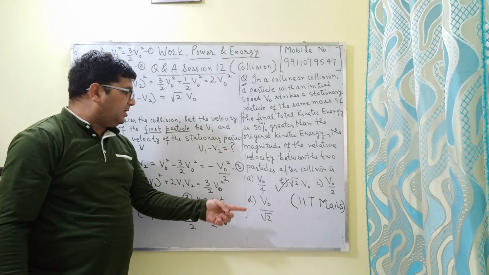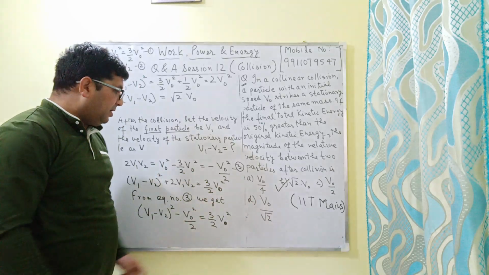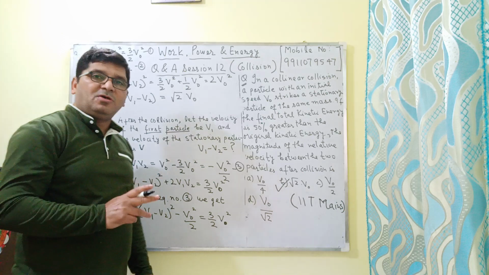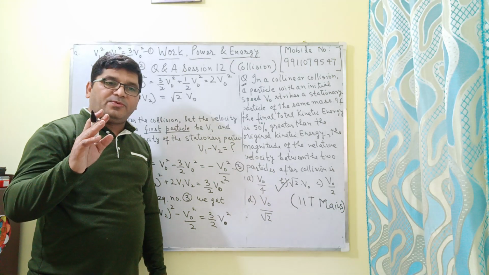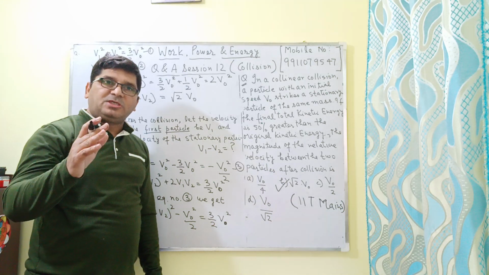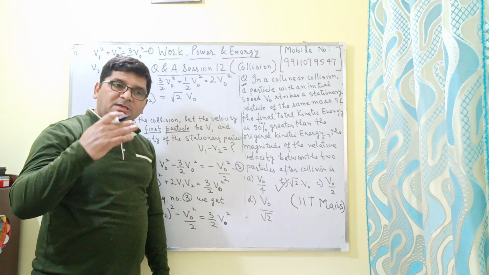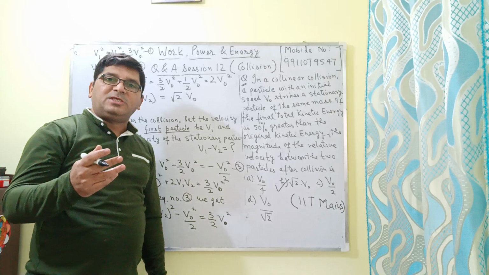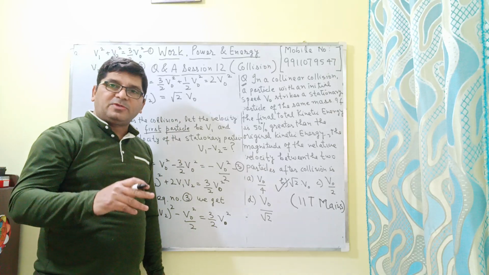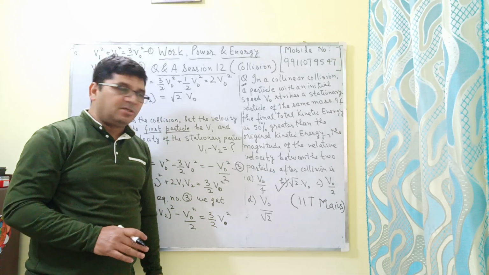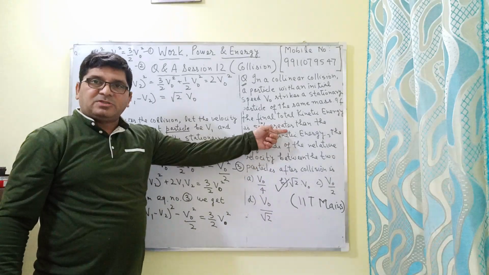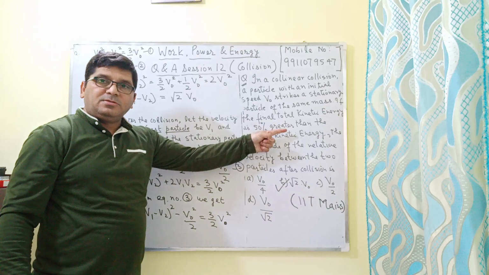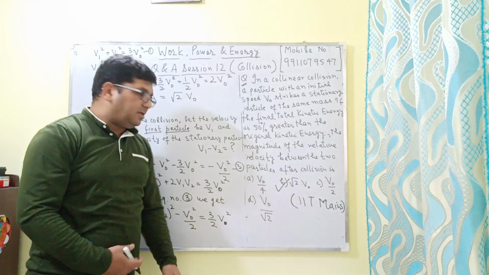In this question, the question was very easy. The only thing is that we have to use the concept that the total linear momentum before the collision is equal to the total linear momentum after the collision in all types of collision. And this was an inelastic collision because here the kinetic energy was changing after the collision.